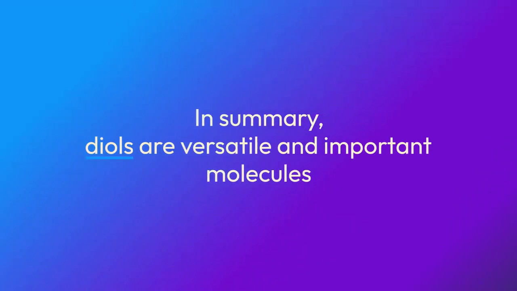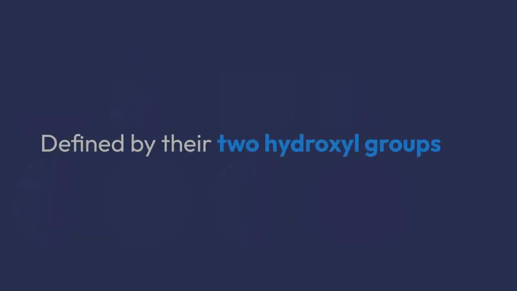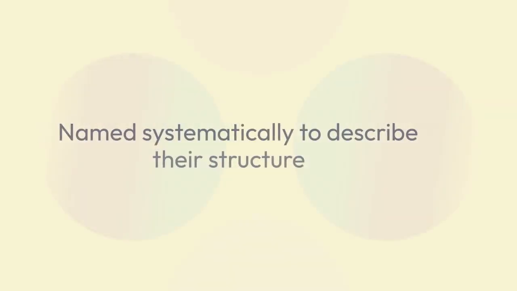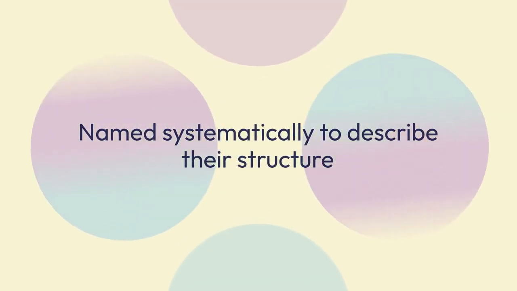In summary, diols are versatile and important molecules defined by their two hydroxyl groups, classified by the position of those groups, and named systematically to describe their structure.